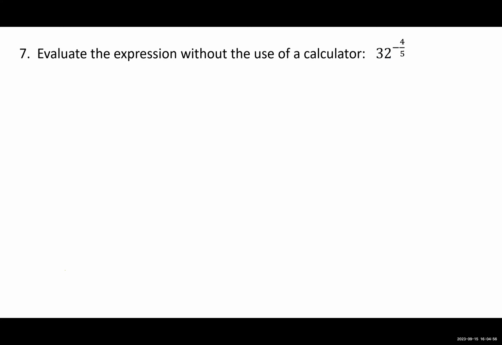Now, the last one, evaluate the expression without the use of a calculator. We got to show our work here.